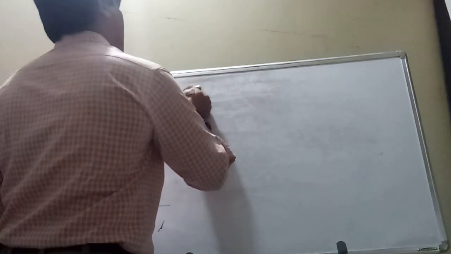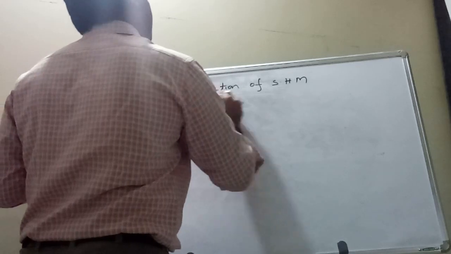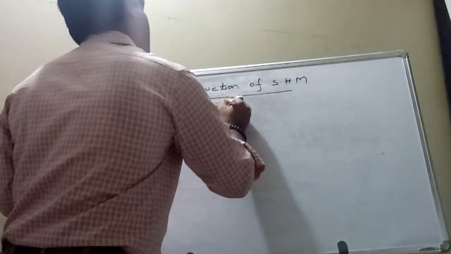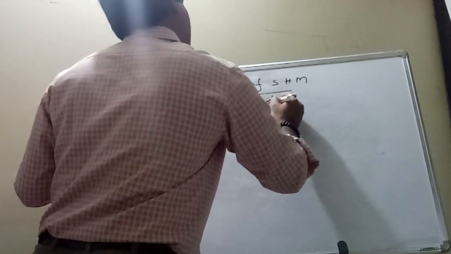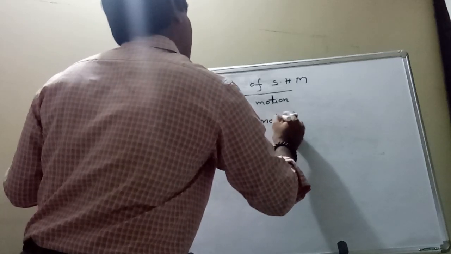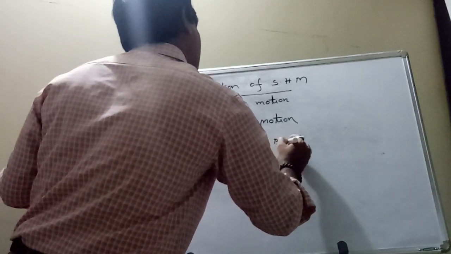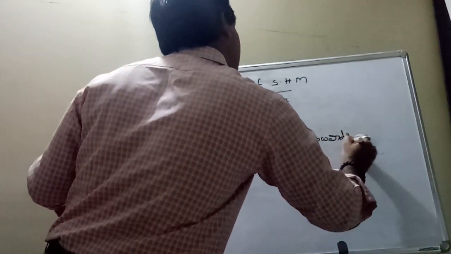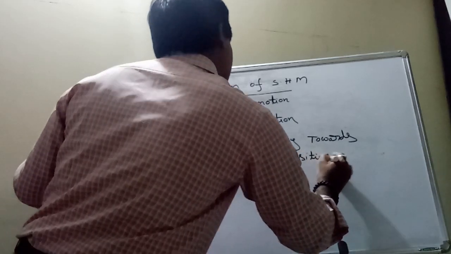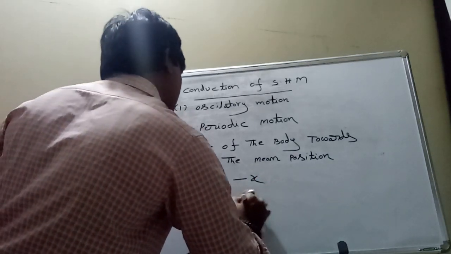Conditions of SHM. First, oscillatory motion, that is to and fro. Second, periodic motion. Third, acceleration of the body is towards the mean position. Fourth, acceleration is directly proportional to displacement and opposite to it. Fifth, restoring force is directly proportional to displacement and opposite in direction.